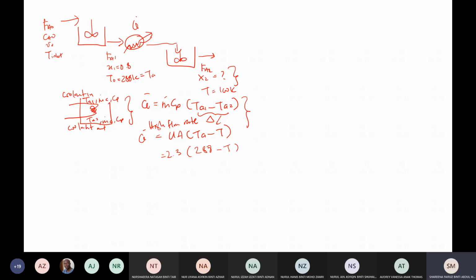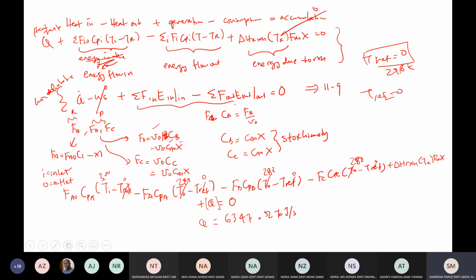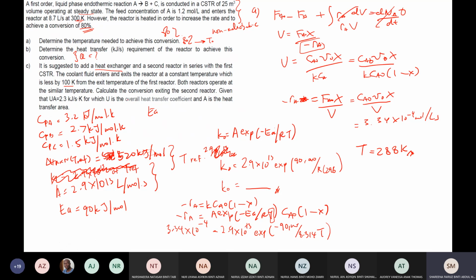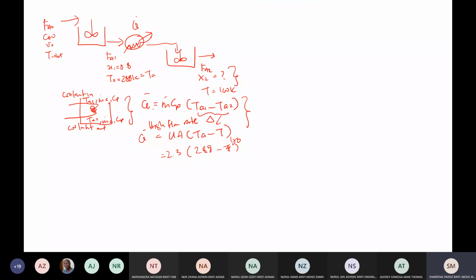So now T is not given, so you have to make an assumption. T here you can put as 150, because it says the coolant fluid enters and exits the reactor at a constant temperature which is less by 100 K from the exit temperature for the first reactor. So 288 minus 150, you have 138. So just put it as 150. You will get this one around 87.4 kilojoule per second.